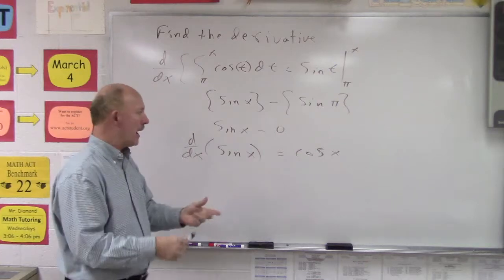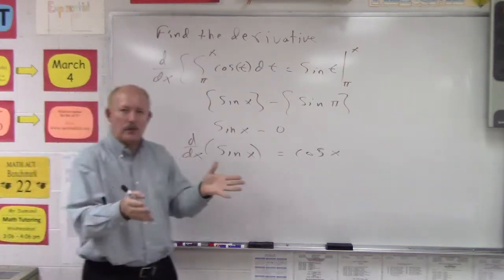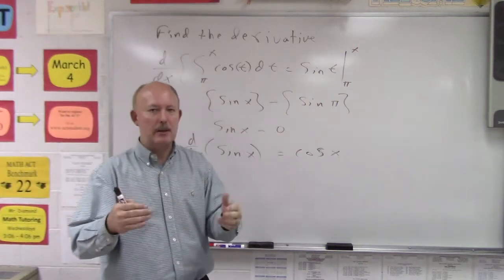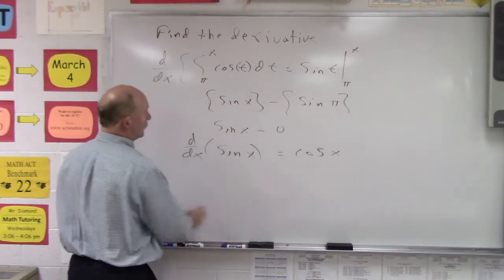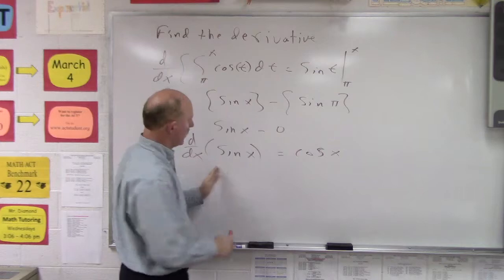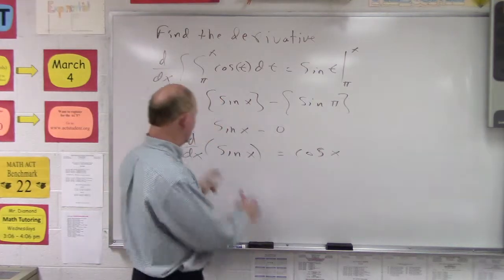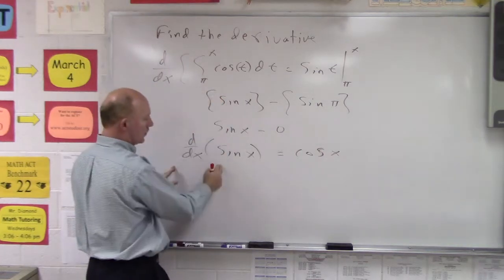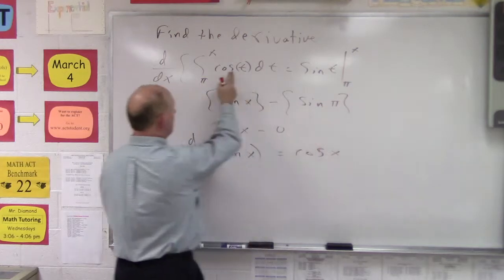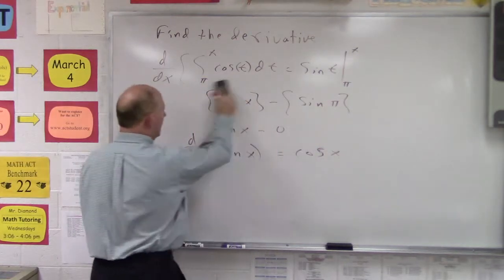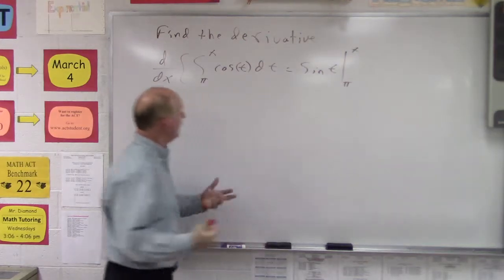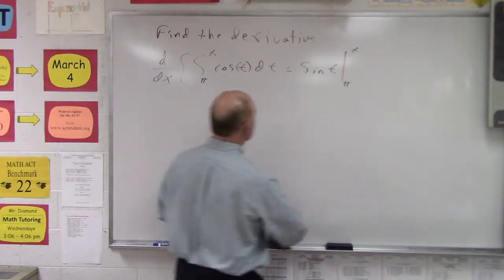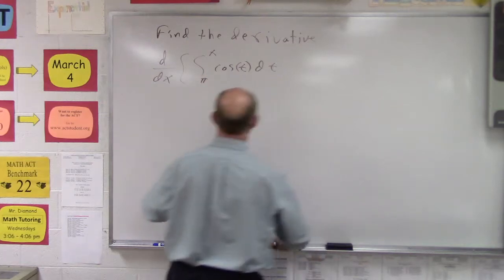So with this type of problem, I did this the long way. This type of problem can be done very quickly using the chain rule. So we ended up with cosine x as our derivative, right? We take the derivative of the integral and we get cosine x, which is what we started with. So an even faster way to do this is basically the chain rule.